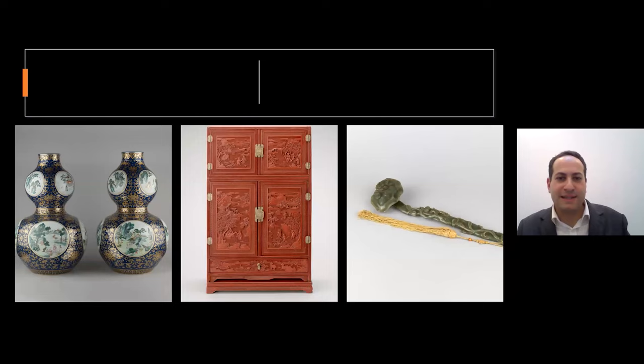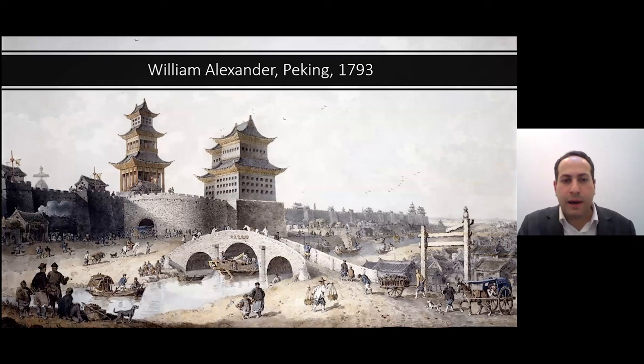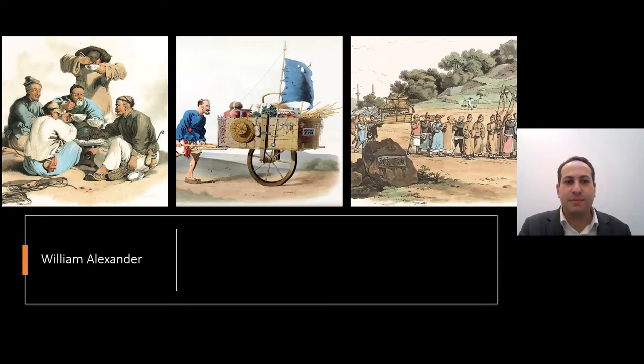So they did appreciate some gifts coming from the West, especially clocks. And in return, the Chinese sent porcelain, lacquer, and jade. These are actually in His Majesty's collection, in the royal collections. And so you can see these today in the UK. Along with the Macartney mission, there were artists like William Alexander that really showed Westerners their first glimpse of Peking and Beijing. And they show customs, how people ate, how they transported things, how they prayed.